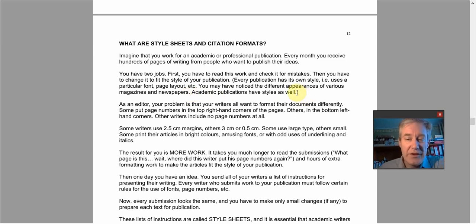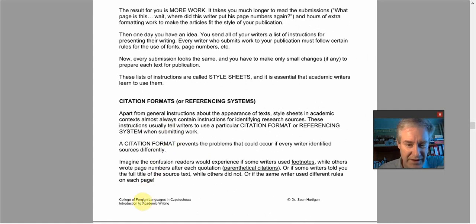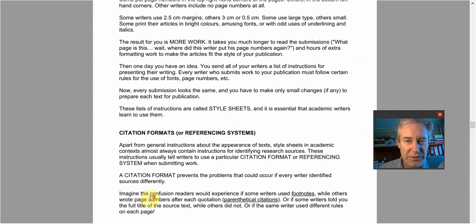Okay. As an editor, your problem is that your writers all want to format their documents differently. For example, some put their page numbers in the top right-hand corner of the pages. That's what we've done here in this module. Other writers, however, when they send you their work, they put their page numbers in the bottom left-hand corner. So perhaps they put it down here at the bottom part of the page. See, I've got something else down here in the bottom part of each page in this module.